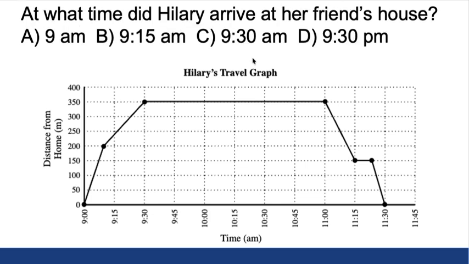At what time did Hillary arrive at her friend's house? If you see, before the start of the stationary part, that is 9:30. So the right answer should be C.